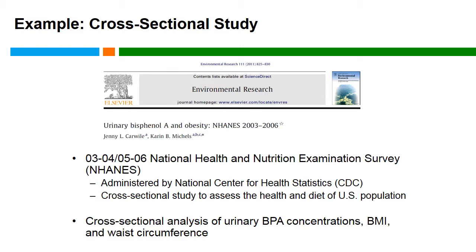So let's look at an example of a cross-sectional study. This is a paper published looking at the association between exposure to bisphenol A, or BPA, and measures of obesity, including BMI and waist circumference. The authors here are using data taken from the National Health and Nutrition Examination Survey, or the NHANES. NHANES is a cross-sectional study designed to assess the health of the U.S. population and to measure multiple environmental and other exposures in the population. NHANES data is collected cross-sectionally, but there's been multiple iterations over different years. But the sample each time is different, so it is not a longitudinal study.